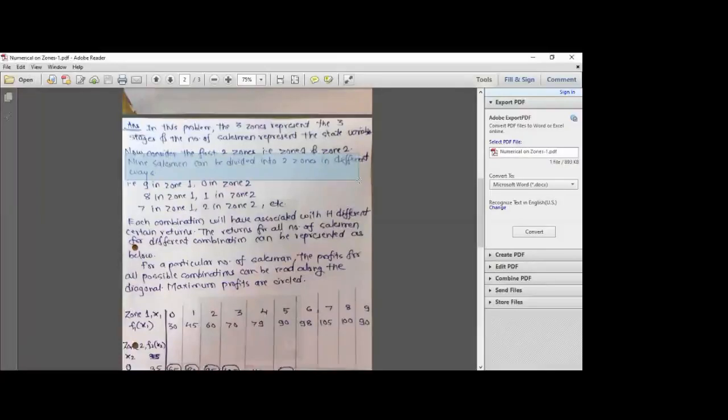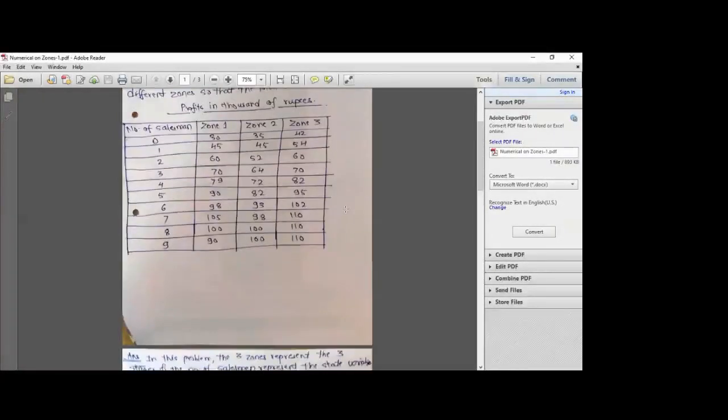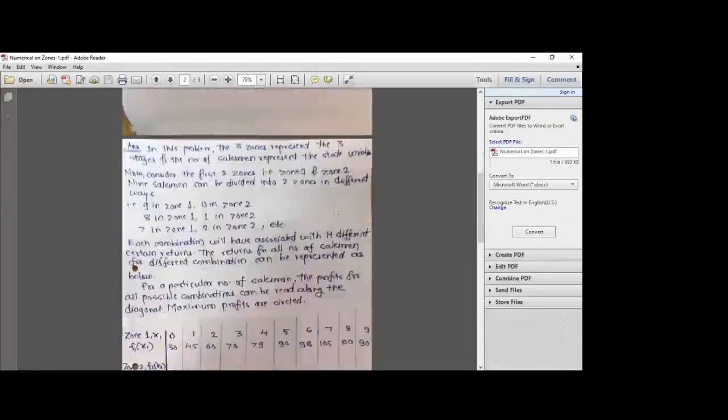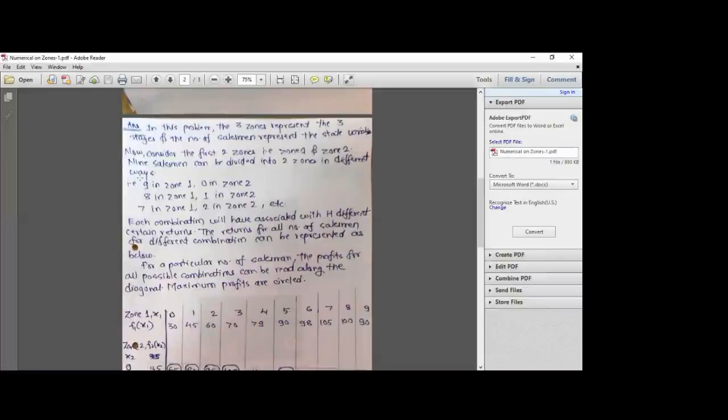9 salesmen can be divided into two zones in different ways, right? So I have 9 salesmen, and I have to divide them into only two zones. What I can do is put all 9 salesmen in zone one, and I can put 0 in zone two. This is one of the combinations.